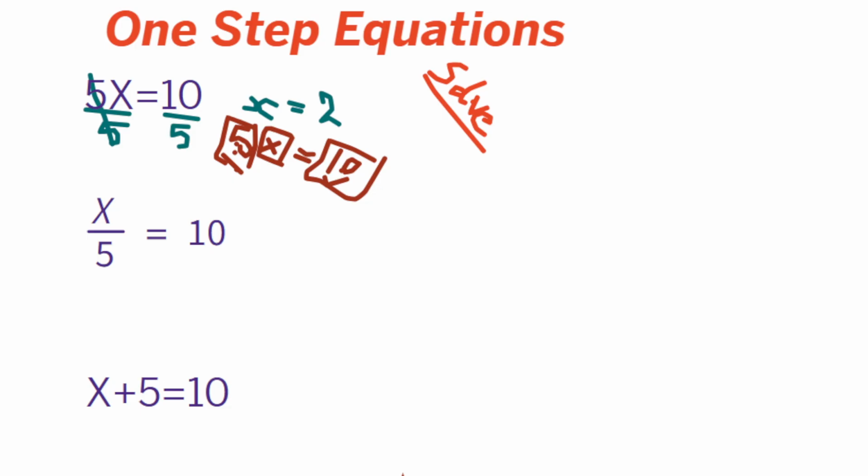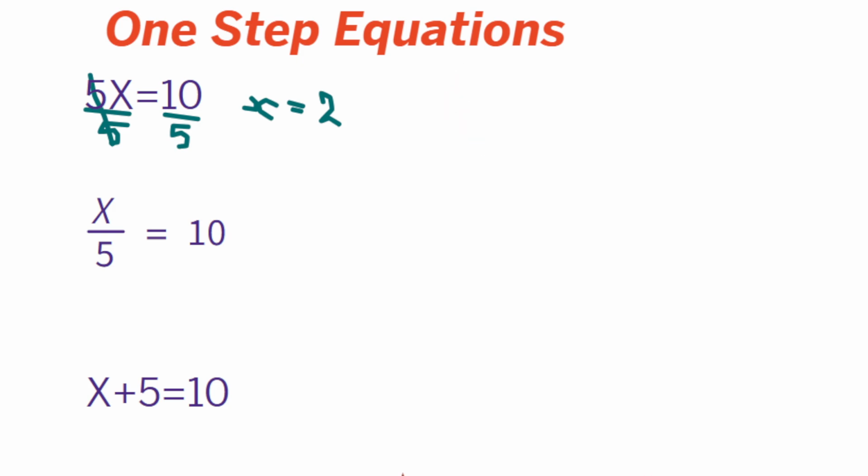Now, from now on, the rule is we will do the opposite. So if it's 5x, it's 5 times x, so we divide.